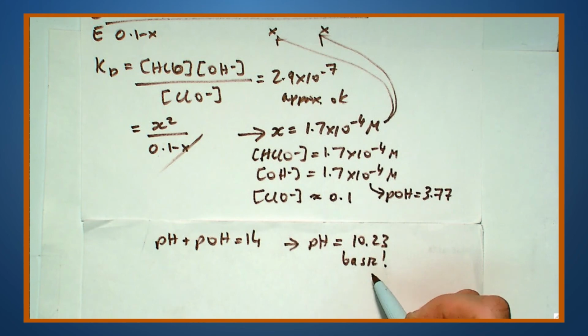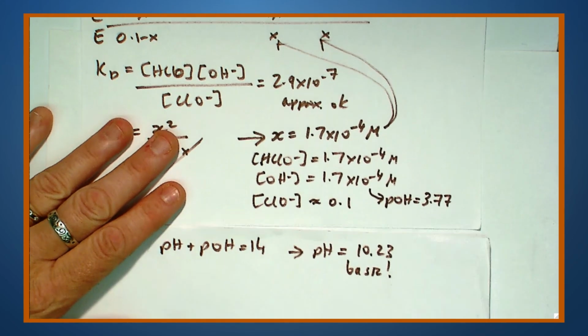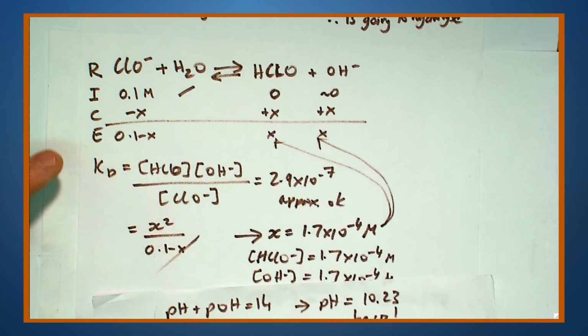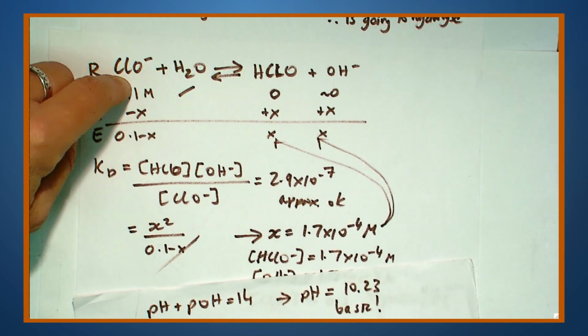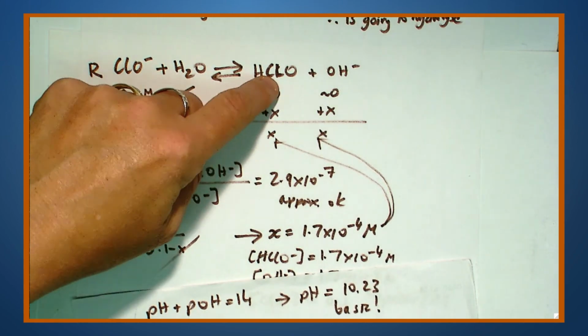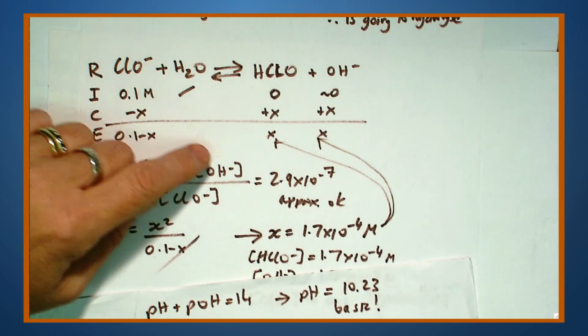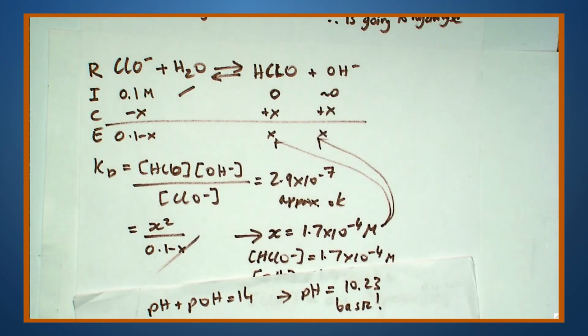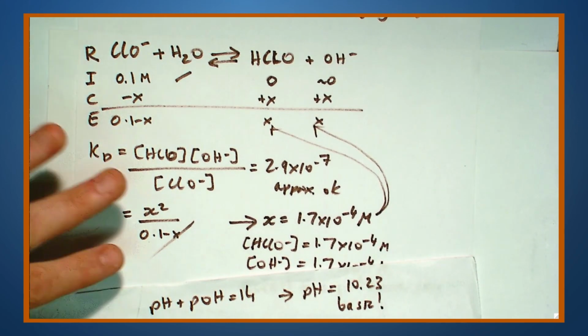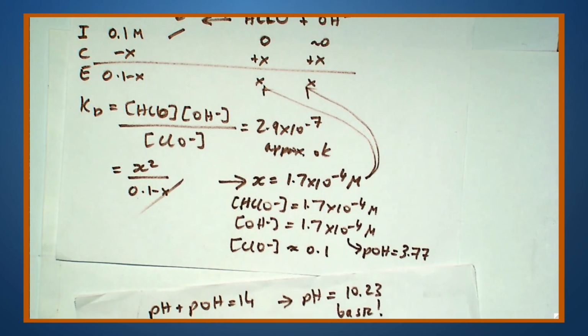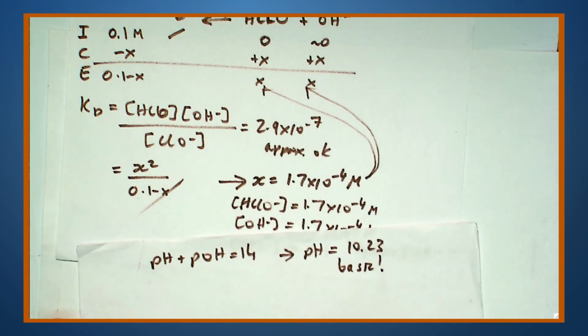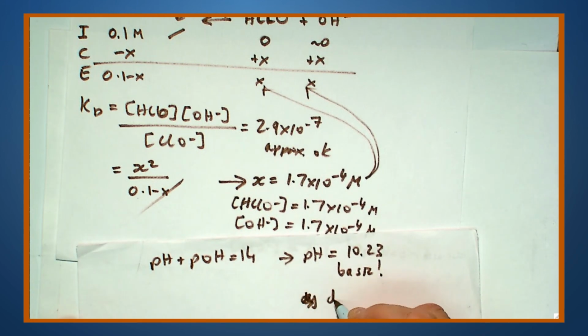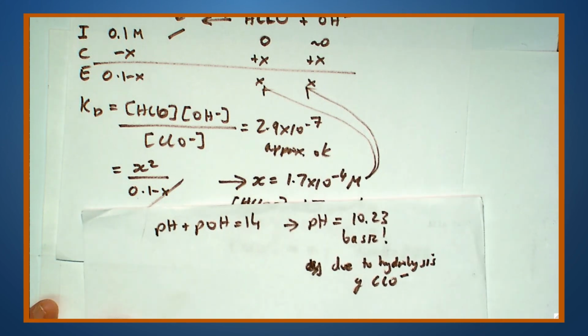It had nothing to do with the sodium hydroxide. Let's go back up here and have a look. Nothing to do with the sodium hydroxide. It's basic because our hypochlorite ion hydrolyzes, that means reacts with water, forms this acid, a small amount, not a lot, and in doing so produces some hydroxide. Even though it's not very much, compared to the background concentration of 10 to the minus 7 for hydroxide ions, it's quite significant, and so therefore we get a basic pH. So it's due to hydrolysis of ClO minus. That's why it's basic.